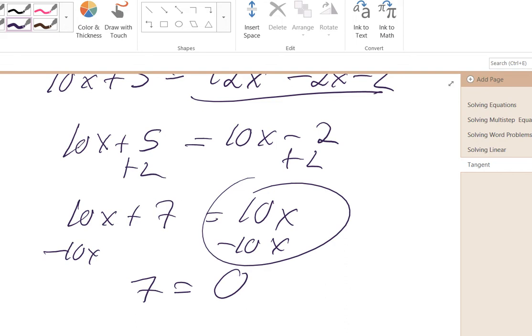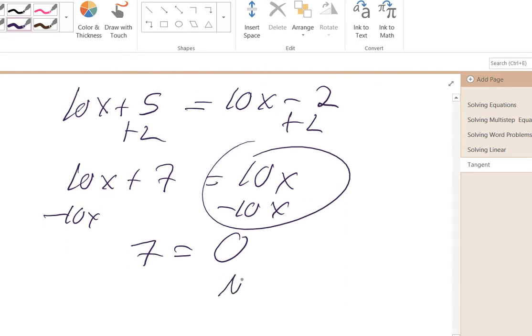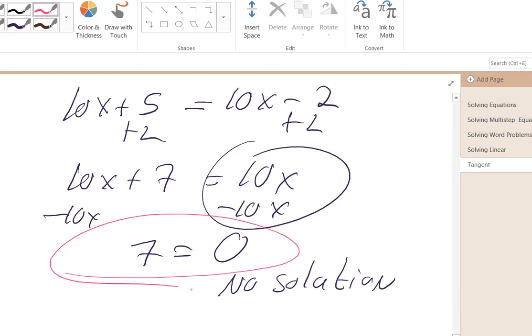Yeah. Close. No solution. No solution because 7 doesn't equal 0. Okay. All right.